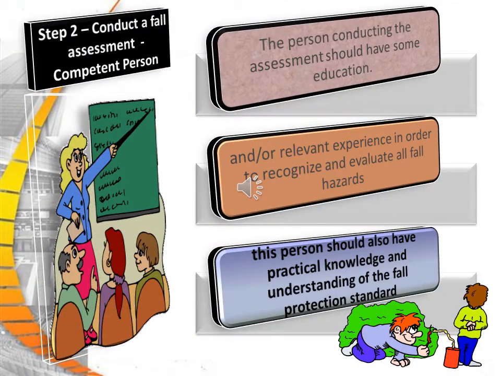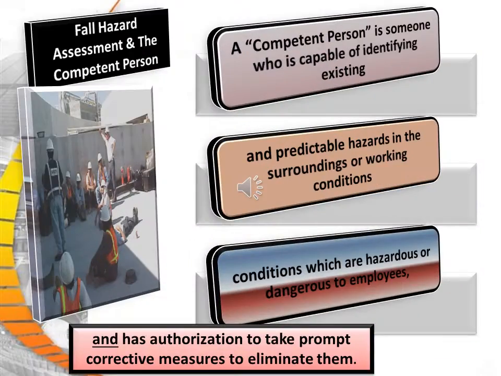The person conducting the fall hazard assessment should have some education and/or relevant experience to recognize and evaluate fall hazards. This person should also have a practical knowledge and understanding of all fall protection system components. A competent person is someone capable of identifying existing and predictable hazards in the surroundings or work conditions which are hazardous or dangerous to employees, and has the authorization to take prompt corrective measures to eliminate them.